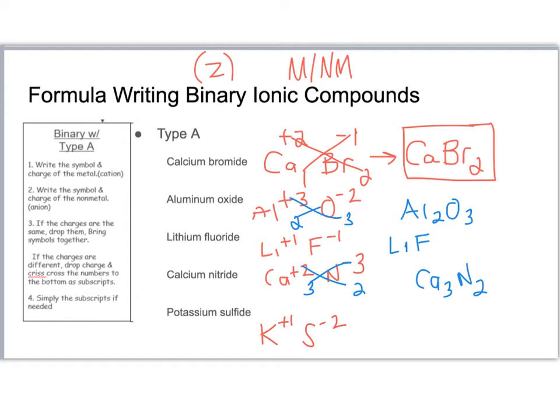Those two charges are not the same. We're going to drop the charges and crisscross the numbers down. This crisscross method is a shortcut technique to get the ratio that will make the ions cancel each other out. One thing to remember is that all ionic compounds are neutral. They cannot have any charges in them, and that's why the crisscross method helps us come up with the ratio that will neutralize those charges.